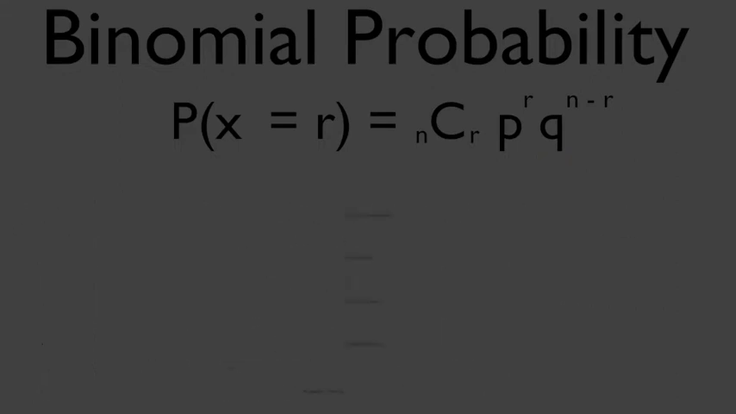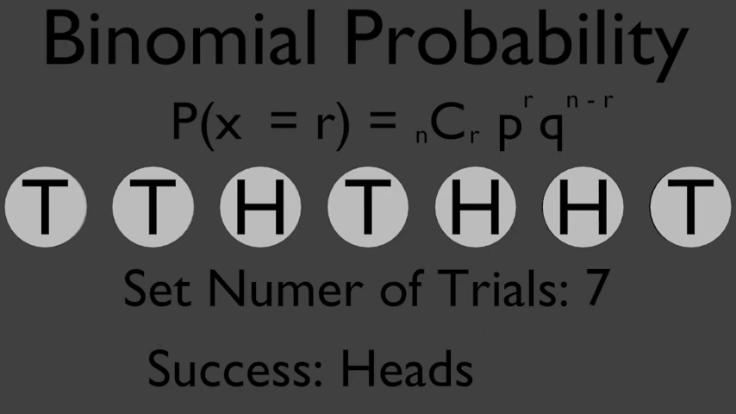Now let's go back to the coin flip experiment that we looked at earlier. So we want to know what's the probability of getting, let's say, 3 heads when we flip the 7 coins. Since we want to flip 3 heads, our R value is 3. So we'll go ahead and plug 3 in for every instance we have an R. And then N is 7 because we're going to flip the coin 7 times. So we'll plug in 7 for N. Now the probability of success and the probability of failure is the same in this case because we're using a fair coin. So the probability is 1 out of 2. So we'll go ahead and plug that in for P and Q.